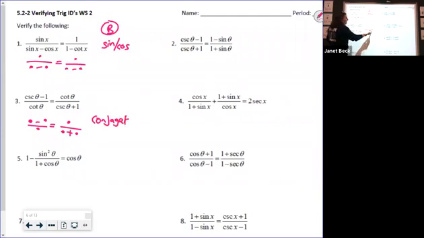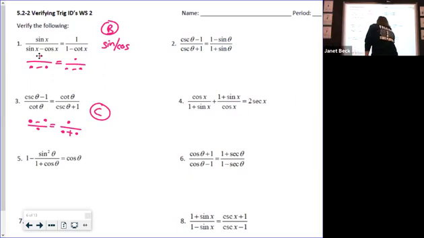We need a major change. Ooh, I can't even spell conjugate today. We'll just call that pattern C. Okay, need a major change. Let's look at number two.